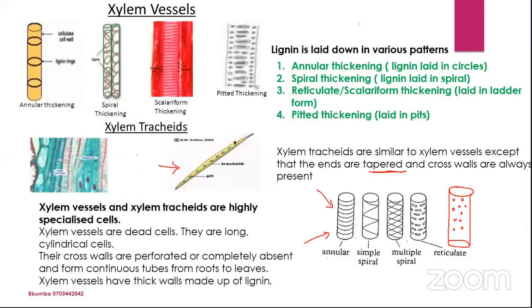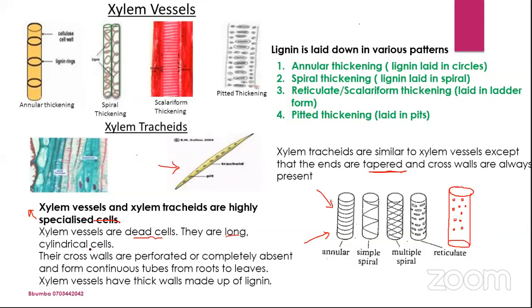So we can continue. Xylem vessels and xylem tracheids are specialized. For a cell to be highly specialized, it means it is modified differently from the normal ones. First of all, xylem cells are dead. Something dead will not contain the protoplast. Protoplasts are living contents within the cell. So if a cell is dead, we don't expect to find protoplasts.